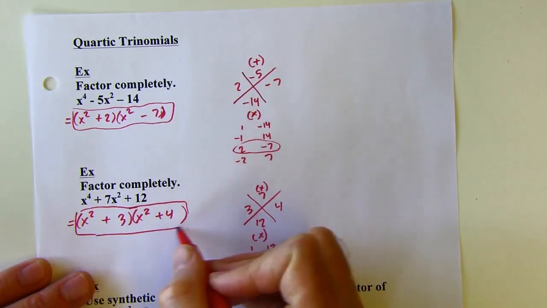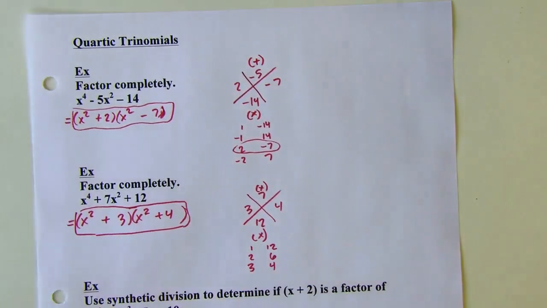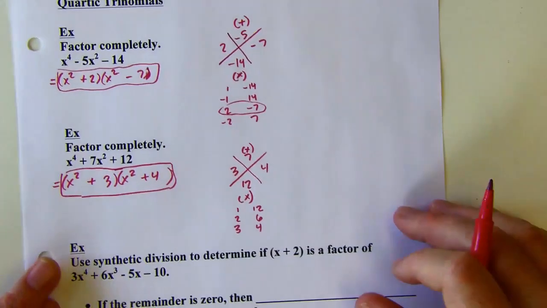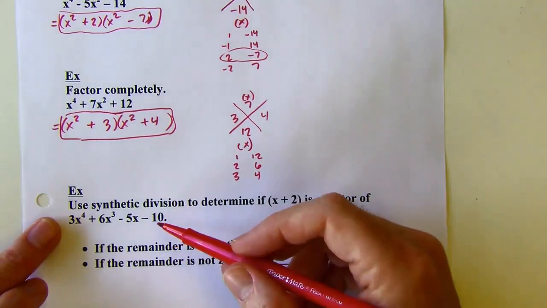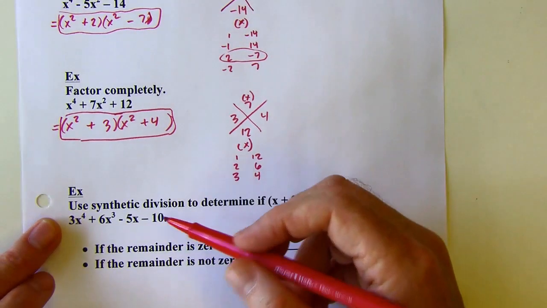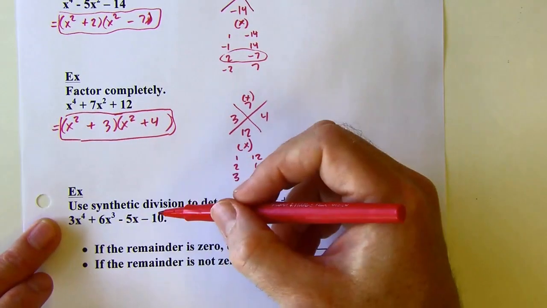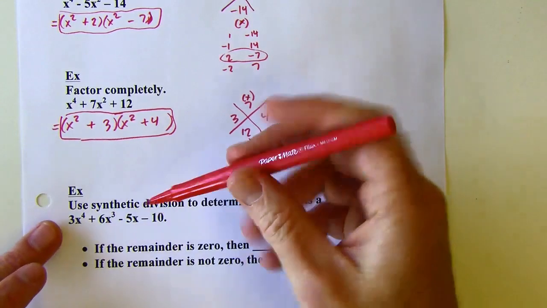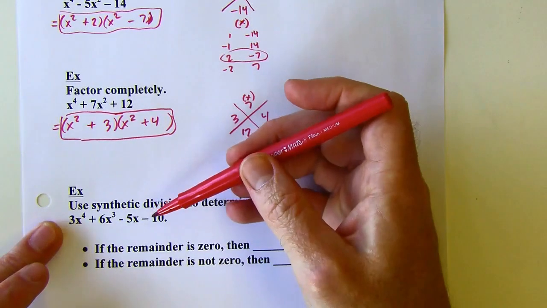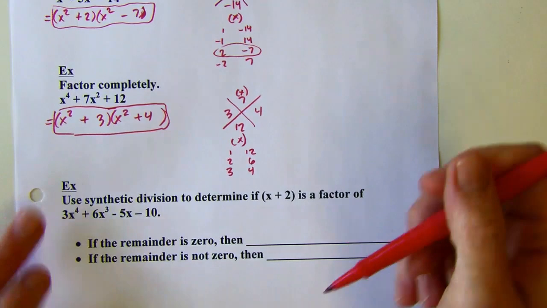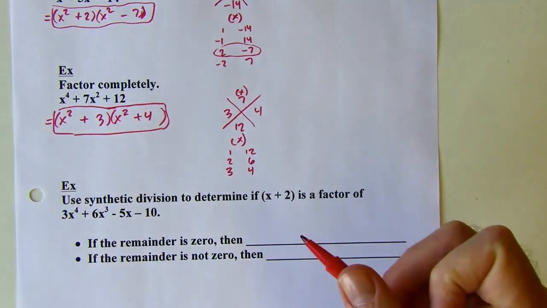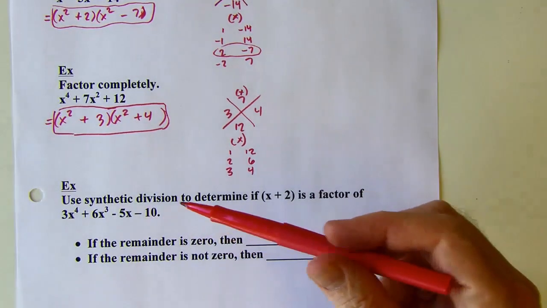Okay. All right, and then next up, I'm going to use synthetic division to determine if x plus 2 is a factor of this. So one way to handle this would be to try to factor this. We could potentially factor this. It looks like it might work with grouping. So you could just factor it and see if x plus 2 is a factor. But there's a quicker way to do this that'll work even if we have a polynomial that we can't factor.